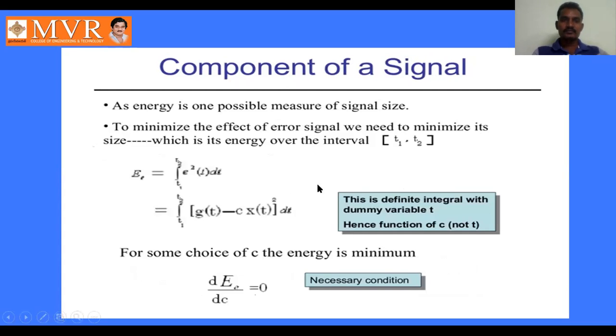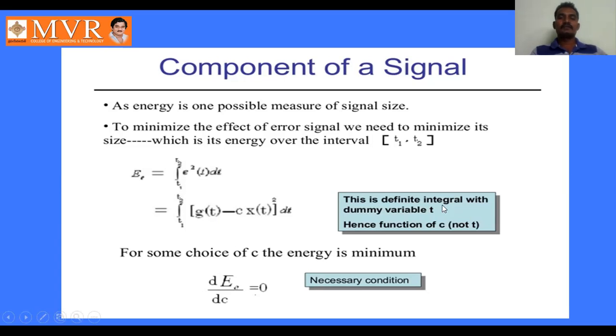Next, as energy is one possible measure of signal size, to minimize the effect of error signal, we need to minimize its size. So the size of the signal can be minimized, which is its energy over the interval t1 and t2. So error signal Ee is equal to integral t1 to t2 e square of t dt. What is e square of t? e square of t is defined as g of t minus c into x of t whole square. So integral t1 to t2 g of t minus c into x of t whole square dt.